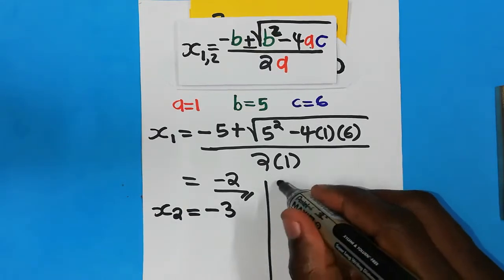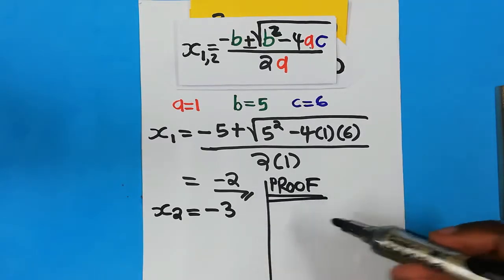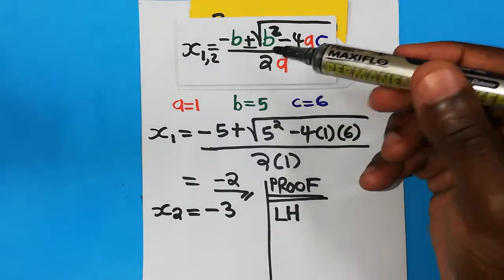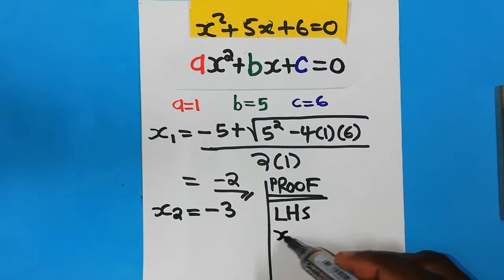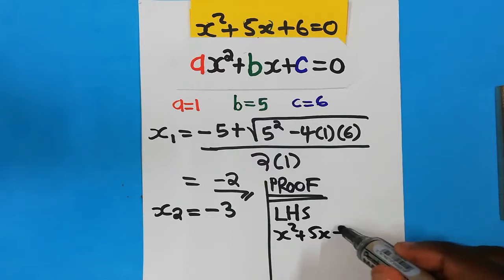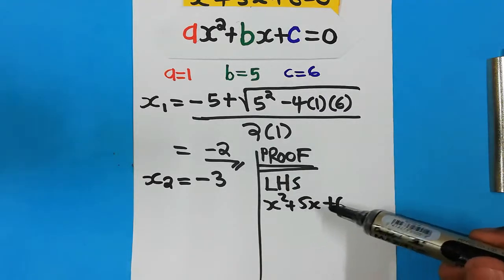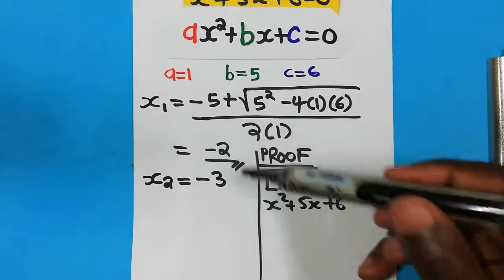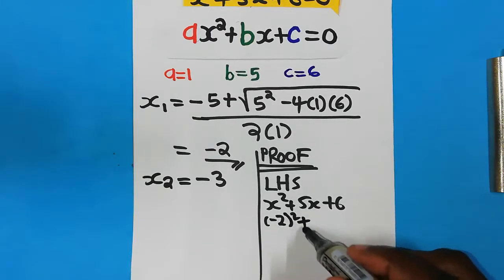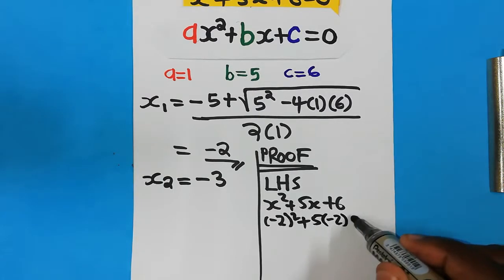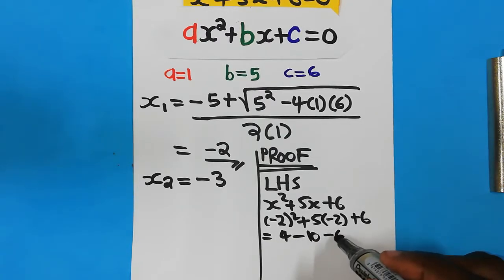So, let's prove that whatever we did is correct. When you prove it, what do we have on the left-hand side? We have x squared plus 5x plus 6. So when we substitute any value of x here, we need to get 0. Let's start with minus 2. When you put minus 2 in place of x, the answer that you get is 4 minus 10 plus 6.